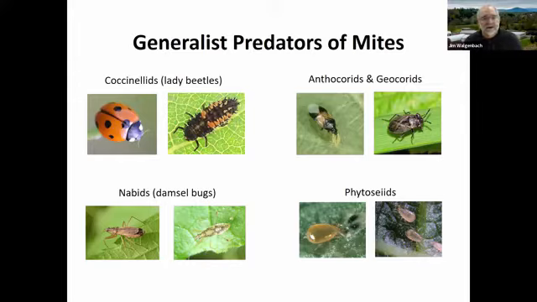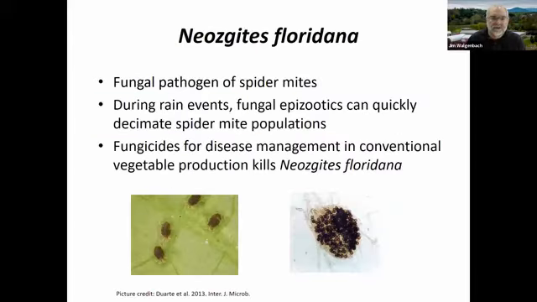Coccinellids or lady beetles, anthocorids and geocorids can be effective, such as this minute pirate bug, and this big-eyed bug on the right here. Nabids, which I don't see too often on tomatoes. And then there are some native predatory mites or Phytoseiulus, which can also feed on two-spotted spider mite. But I'll tell you, none of these do that well on tomatoes. You're not going to see any of these do a great job of reducing populations in tomato systems.